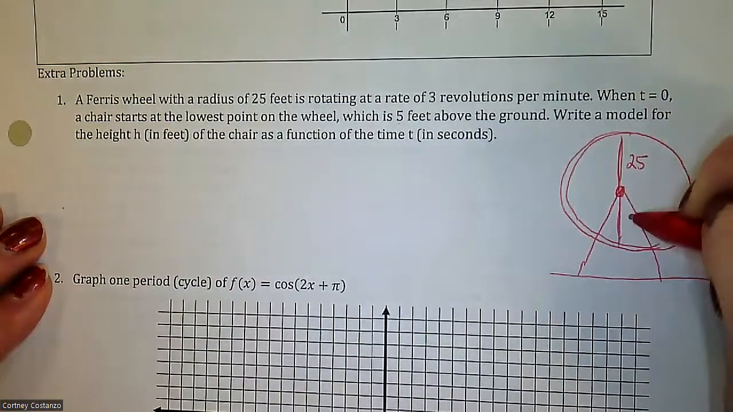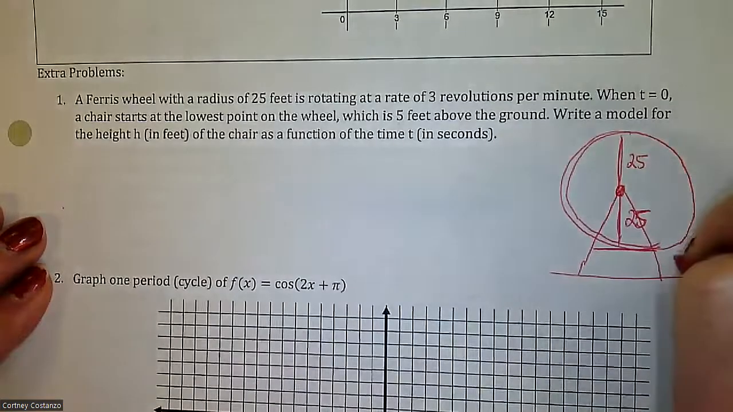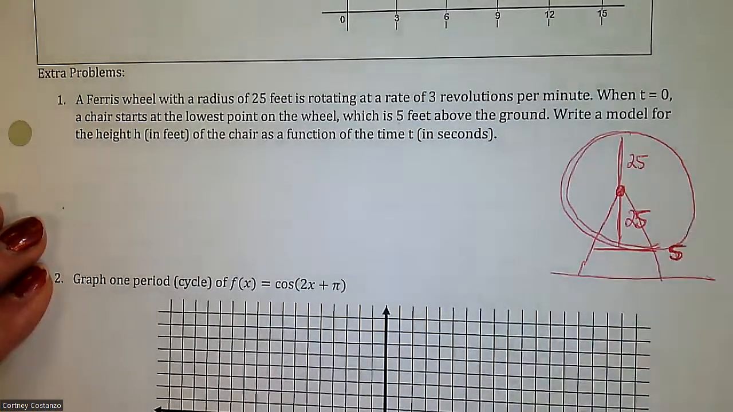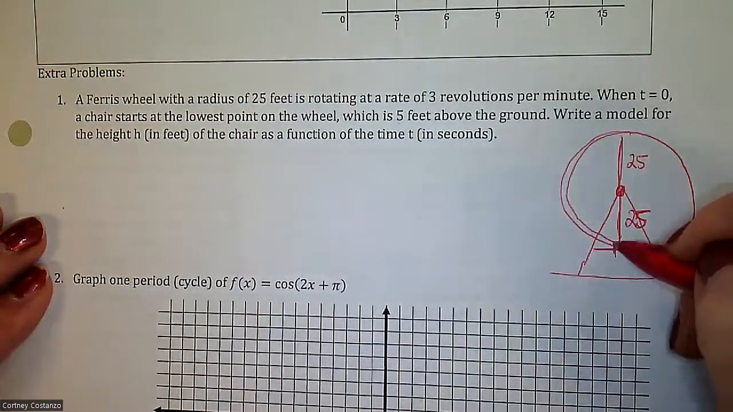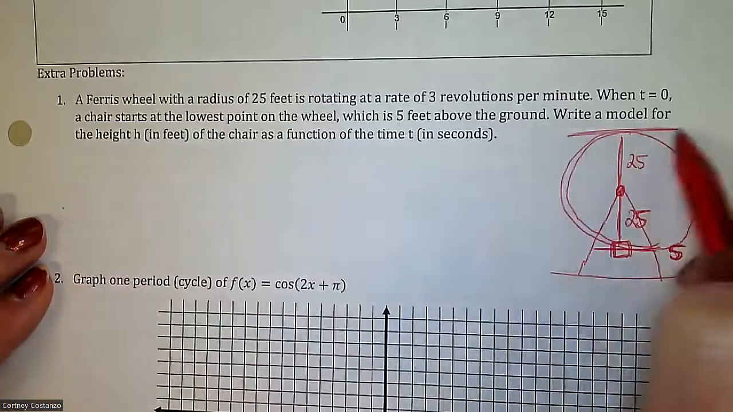So if the radius is 25, okay, 25 and 25, and we're 5 feet off the ground, remember? So we're 5 feet off the ground. Here's my little box car that's getting off. Okay, what is the maximum height?